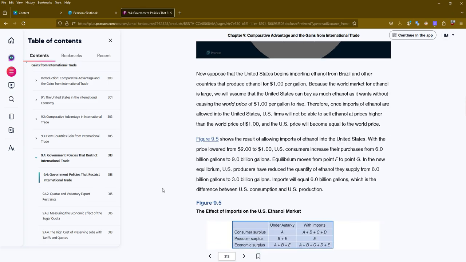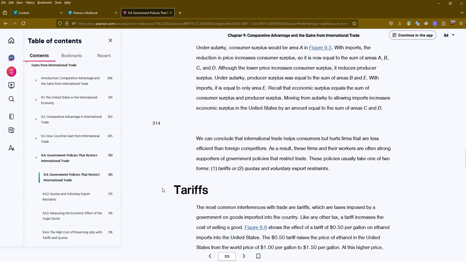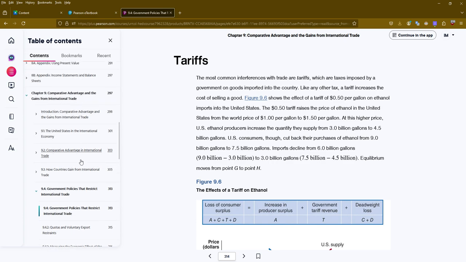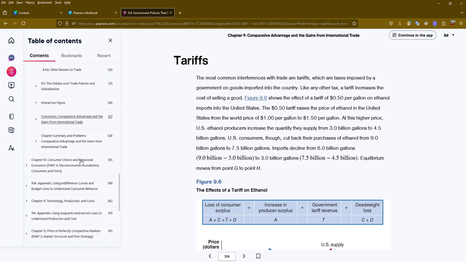So for instance, there's a whole section here in this chapter on tariffs. And if you're following the election at all, you know that one of former President Trump's proposals is to impose higher tariffs on all goods imported into the United States. So you might find this particular chapter really interesting in light of the current electoral race. So that's chapter 9, talking about comparative advantage in international trade.